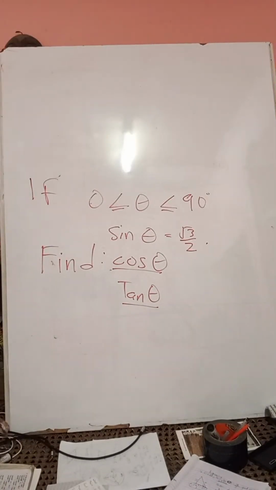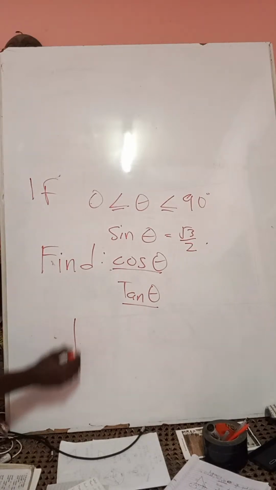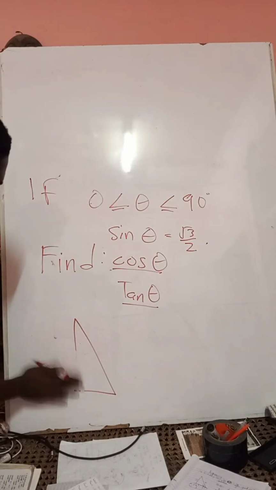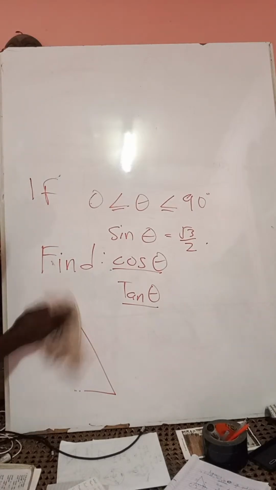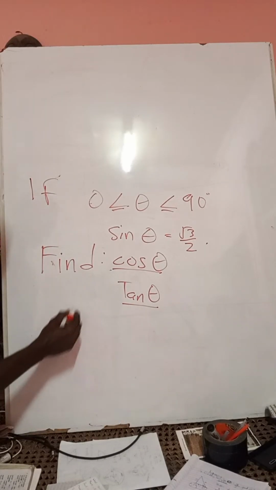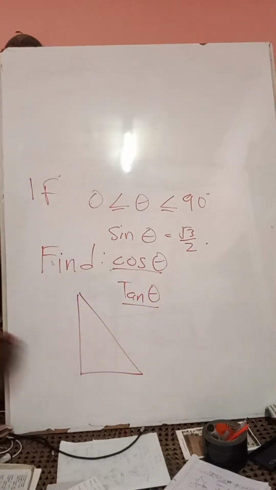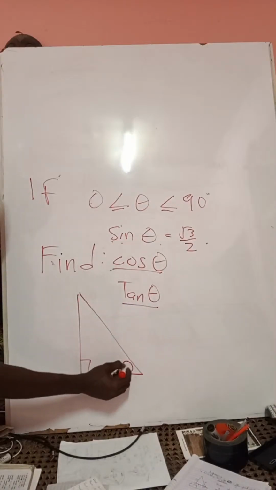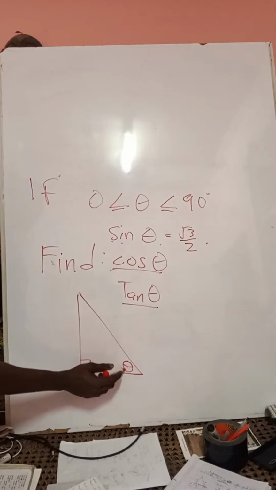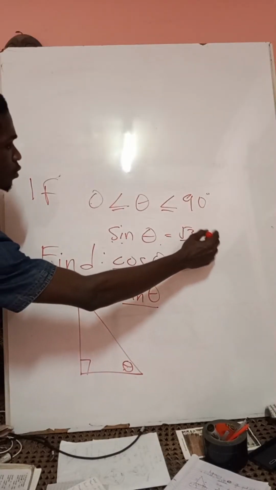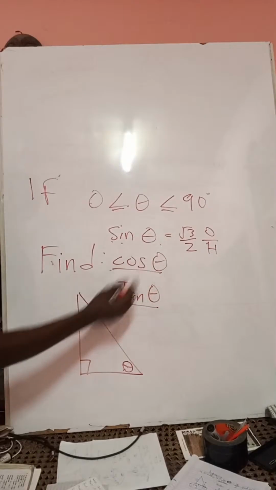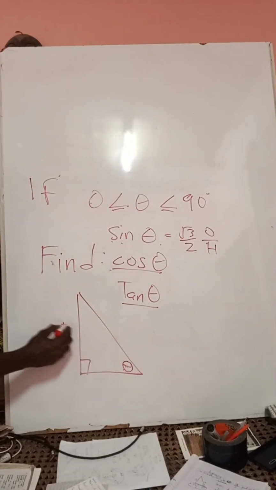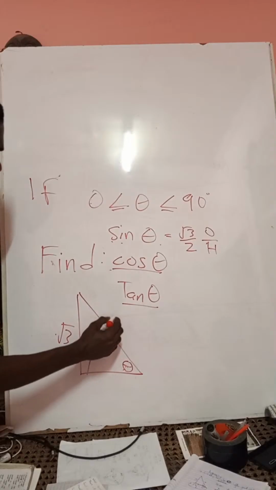You draw the triangle as I told you. After drawing the triangle, you just assign the value. This is sine of theta, so here is going to be theta. So sine theta is opposite out of hypotenuse, which means that root 3 is the opposite and the hypotenuse is 2.